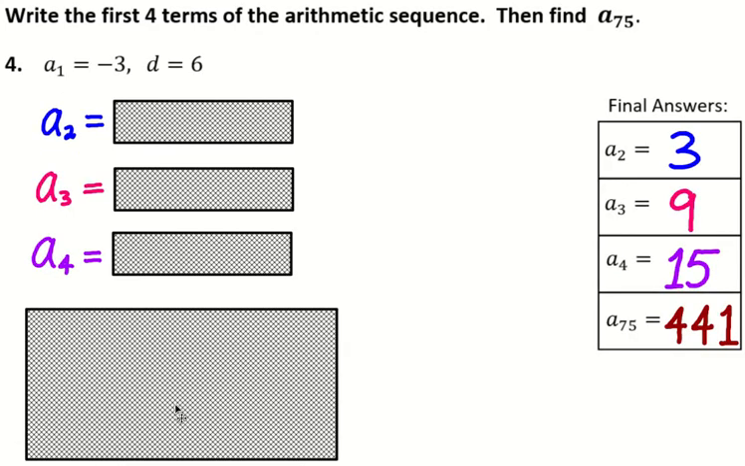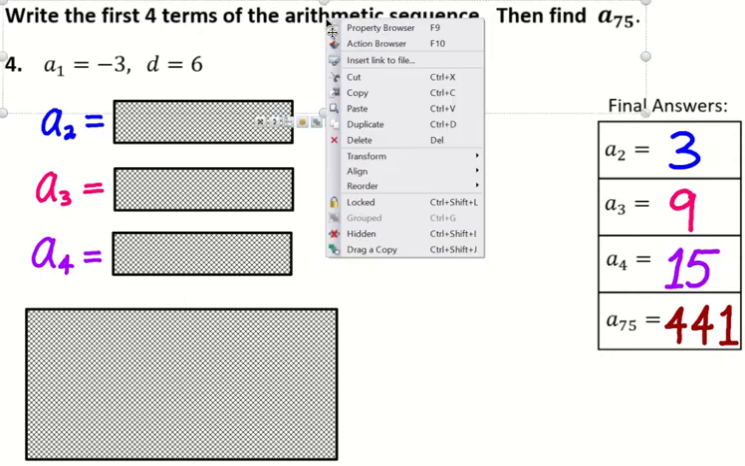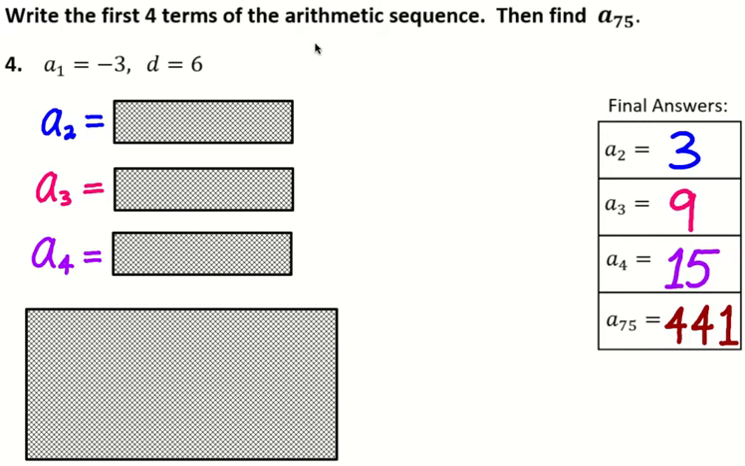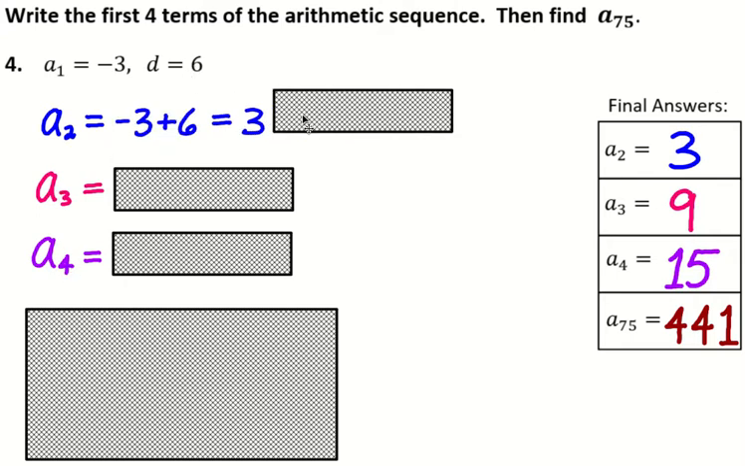Number 4. Write the first 4 terms of the arithmetic sequence. Ooh, they're telling you it's arithmetic. So it's arithmetic, and well, duh. I mean, we have a common difference, a d value of 6. Yep, totally arithmetic, right? And the first term is -3. Since it is arithmetic, that means there's a common difference, you just keep adding the same thing every time. To get the second, third, and fourth term, why don't you just add 6?